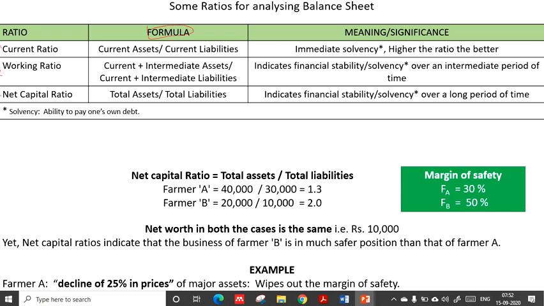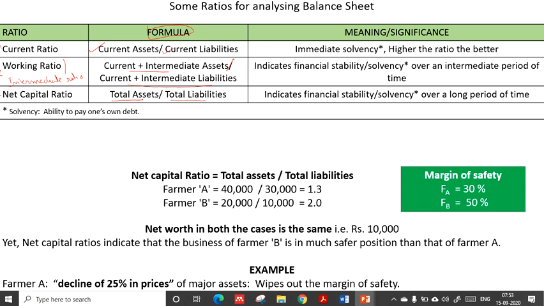Okay, the current ratio is simply the value of current assets divided by the value of current liabilities. The same is for the working ratio, which is also called the intermediate ratio: value of current plus intermediate assets divided by value of current plus intermediate liabilities. Net capital ratio is total assets divided by total liabilities.